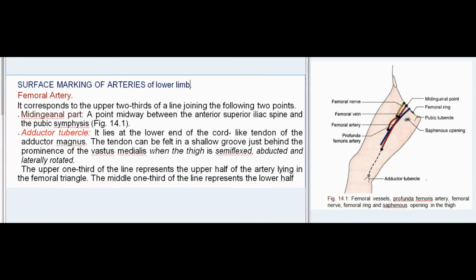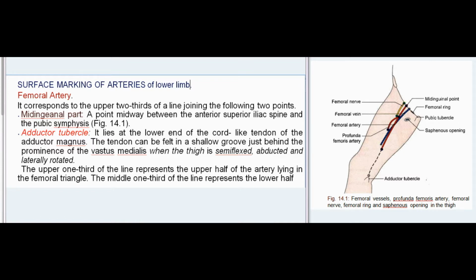Surface marking of arteries of lower limb. Femoral artery. It corresponds to the upper 2/3 of a line joining the following 2 points. Midinguinal point, a point midway between the anterior superior iliac spine and the pubic symphysis, Fig 14.1.